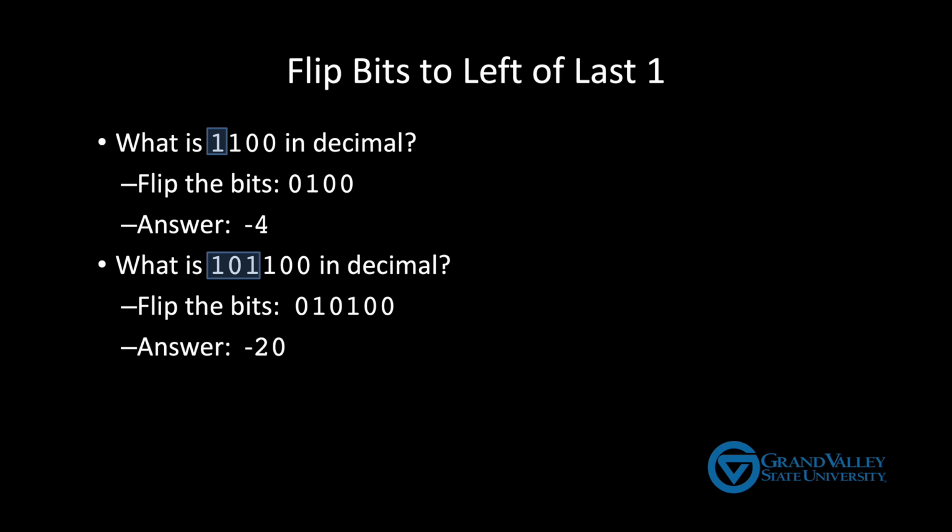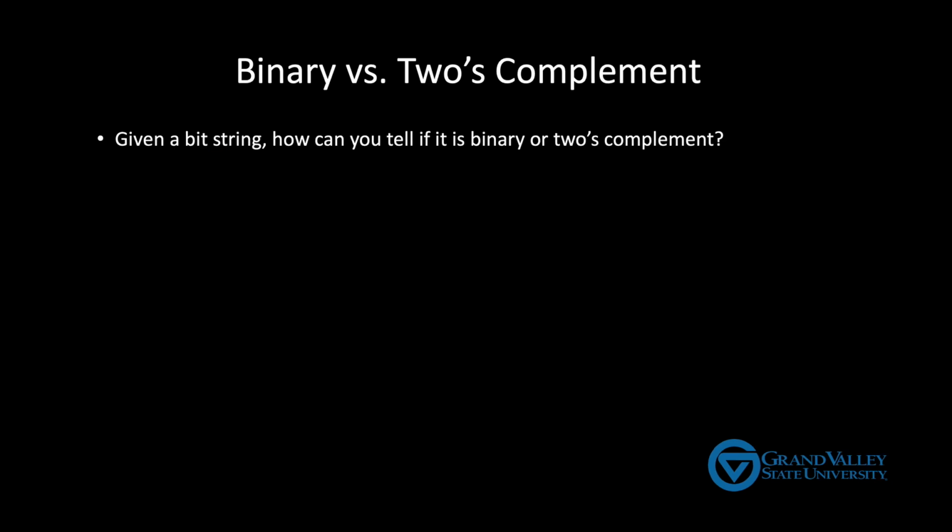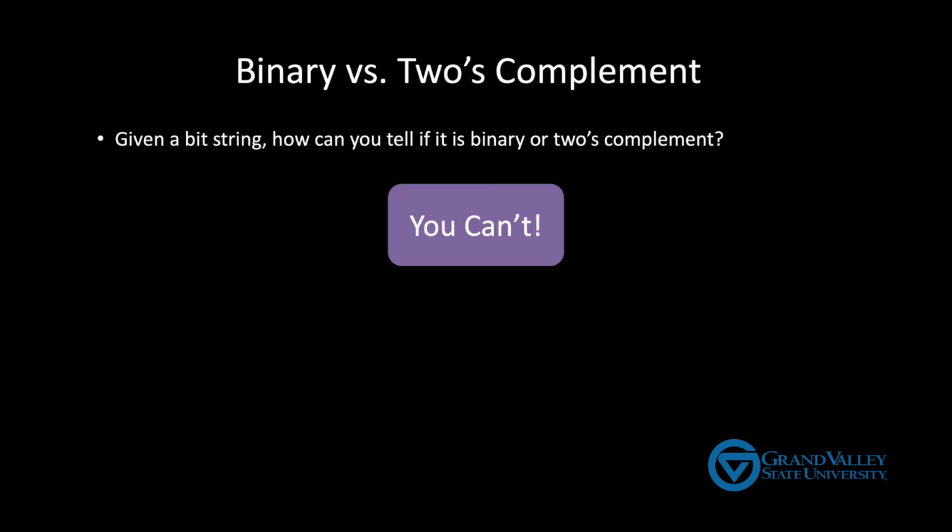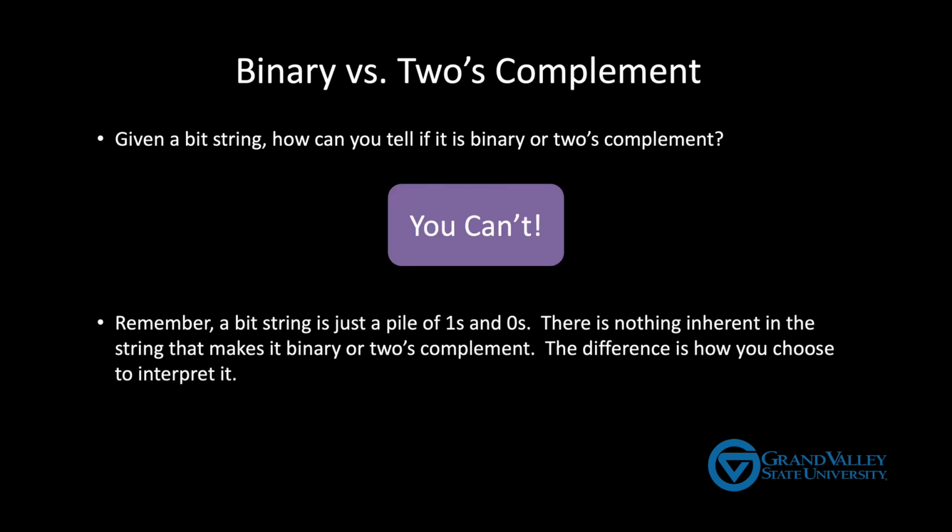All right, one last thought before we wrap up. Given a bit string, how can you tell if it's 2's complement or binary? Trick question, you can't. Remember, a bit string is just a pile of ones and zeros. There's nothing inherent in the string that makes it binary or 2's complement. Whether a string is binary or 2's complement is entirely a matter of how you choose to interpret it.